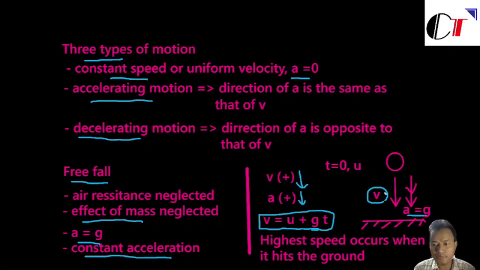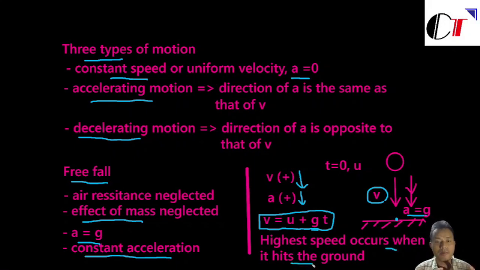And of course, from the diagram, you can easily see if you release your object, sometimes the initial velocity u can be zero, for example, it just drops. And after some time, you can calculate v with this equation. When it hits the ground, you can easily see this is the longest time that the object will take. So that is the reason the object will attain maximum speed when it hits the ground.